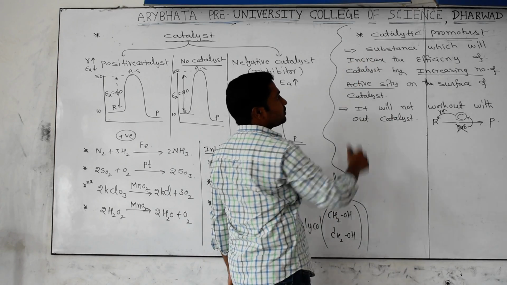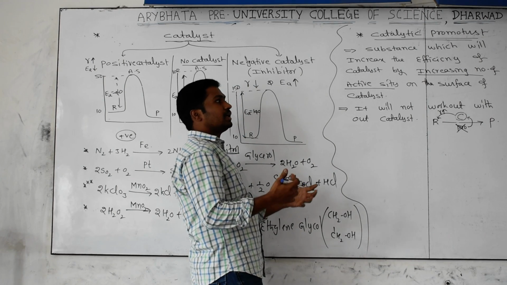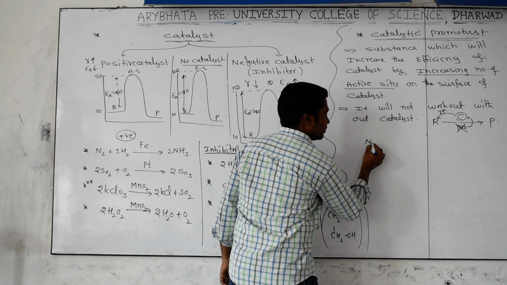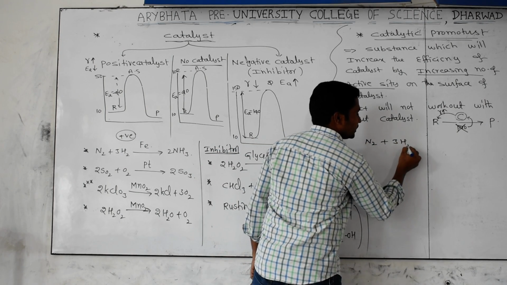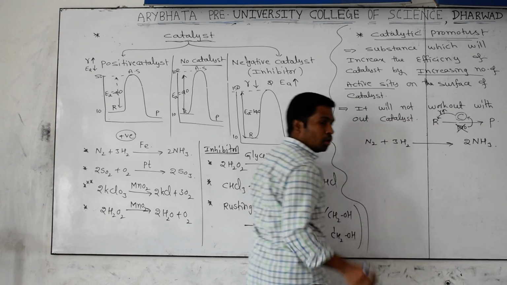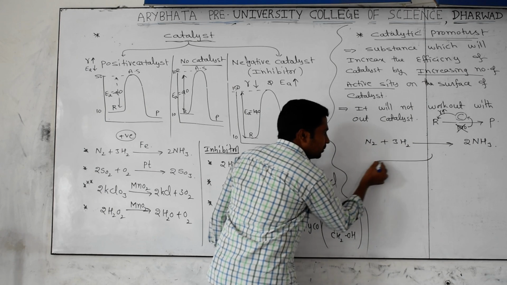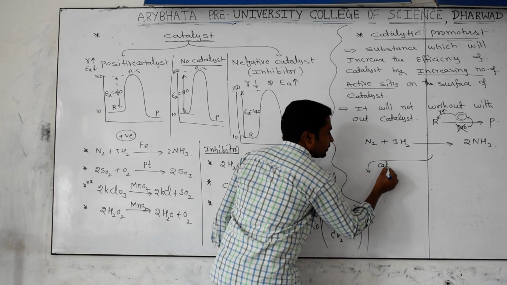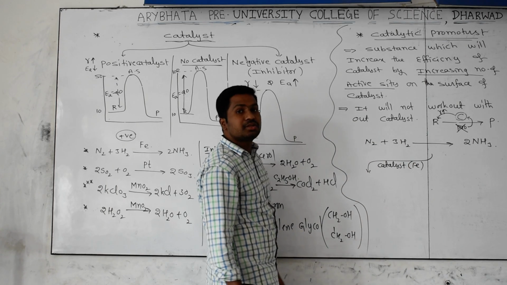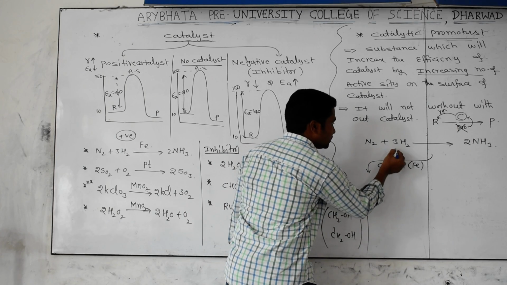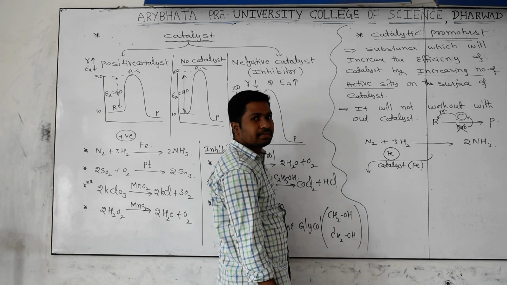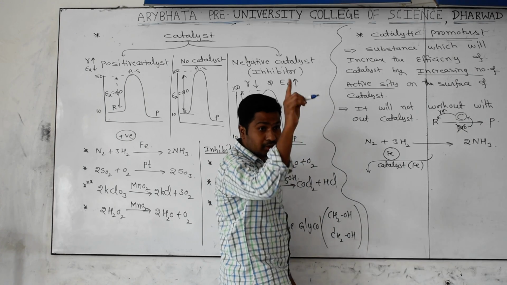Sir, you told that the substance will increase the efficiency of the catalyst by increasing the number of active centers. How is this? For example, take the chemical reaction N2 + 3H2 giving 2NH3. In this reaction I am taking a catalyst, which is iron. Iron is a solid material. On its surface, what will be there? Some active centers, according to the adsorption concept.